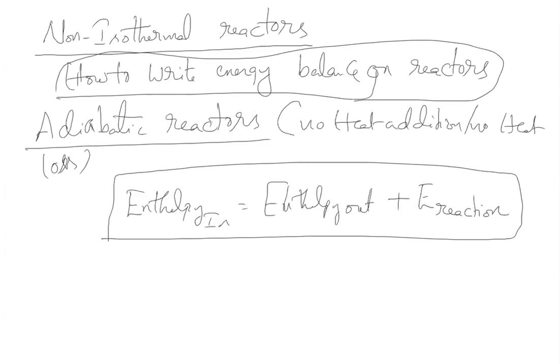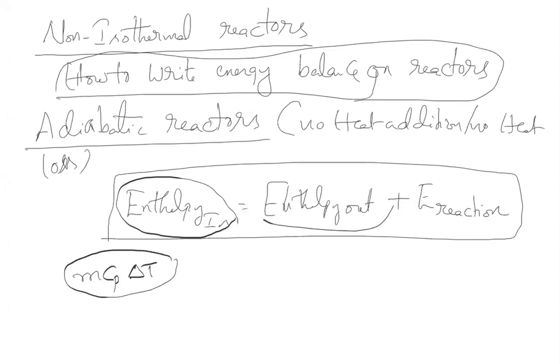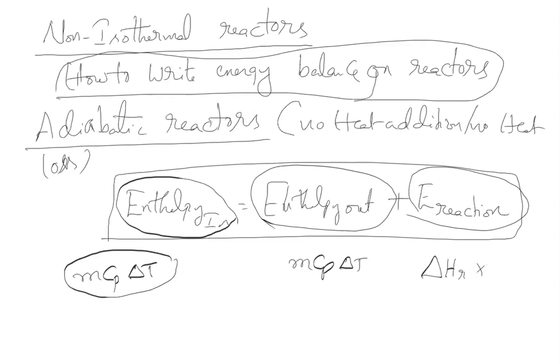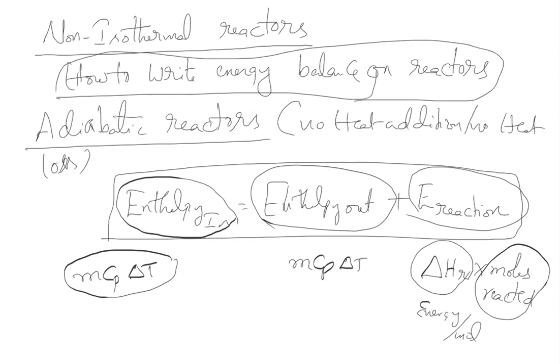How do you write enthalpy in? There are multiple ways. Suppose you know the mass flow rate, you can write m Cp delta T as the enthalpy in. What is enthalpy out? m Cp delta T. What is enthalpy released in the reaction? Delta HR, the heat of reaction, multiplied by how many moles reacted. Delta HR is how much energy is released per mole, then moles reacted gives the enthalpy.